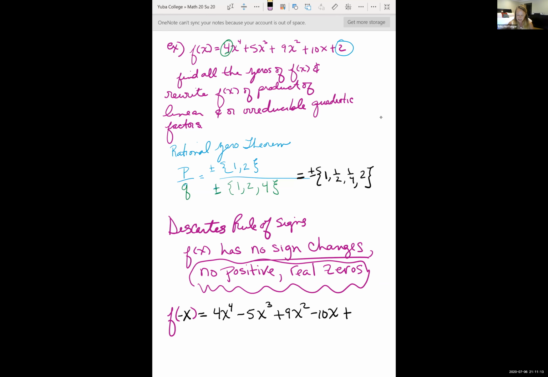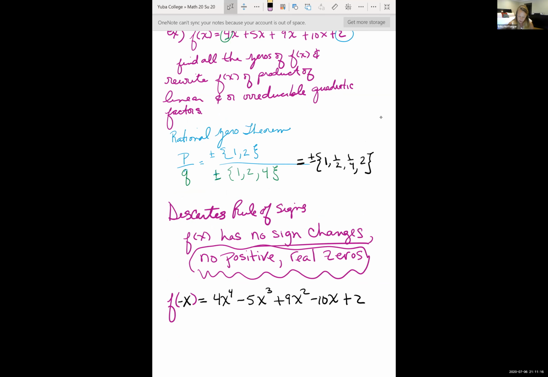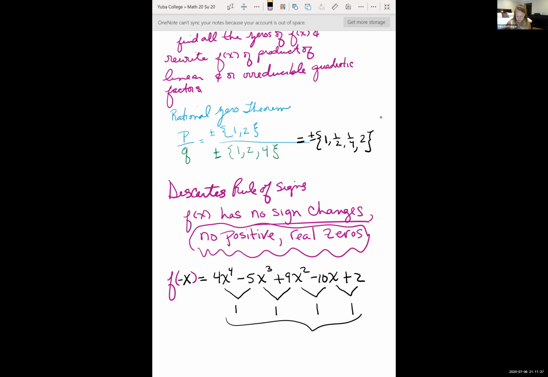So looking at the sign changes there, well, 4x to the 4th to negative 5x cubed, this is one sign change. Negative 5x cubed to positive 9x squared is one sign change. Positive 9x squared to negative 10x is one sign change, and negative 10x to 2 is a sign change. So we have 4 sign changes.